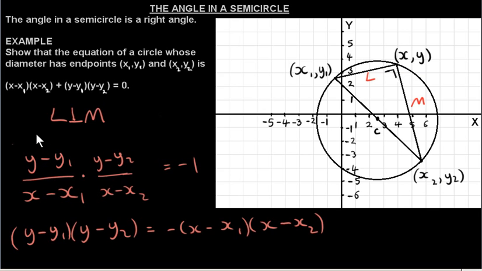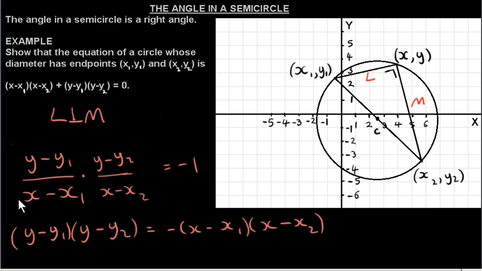For example, if one line has a slope of 3/4, then the other line must have a slope of minus 4/3. So if one line has a positive slope, the other line must have a negative slope. And when you multiply the slopes, you get minus 1. That's the case for perpendicular lines.